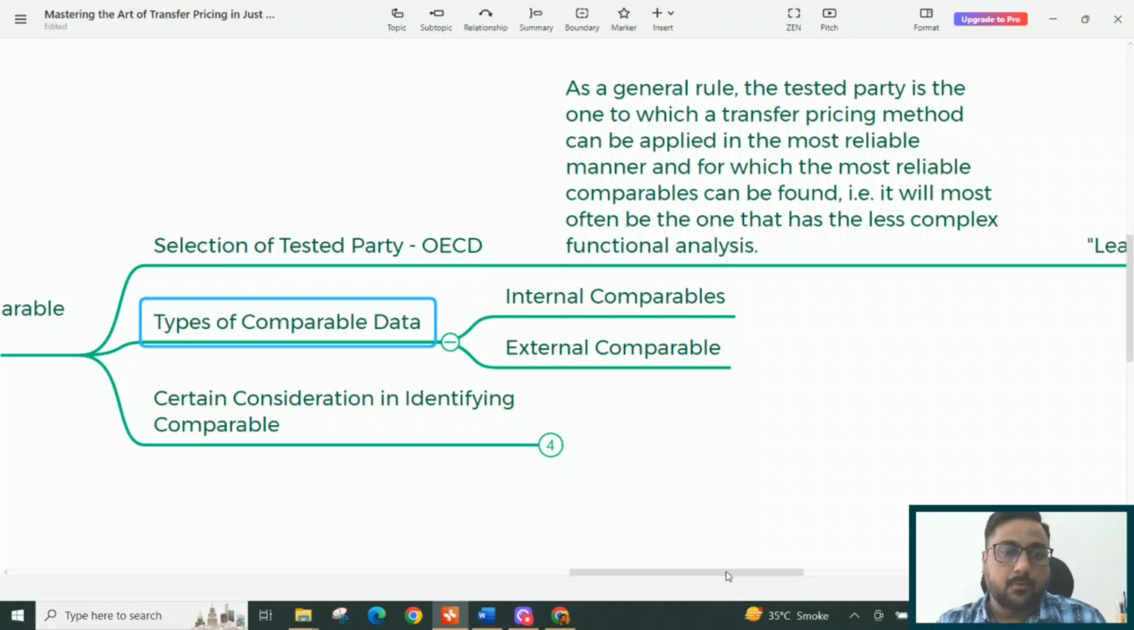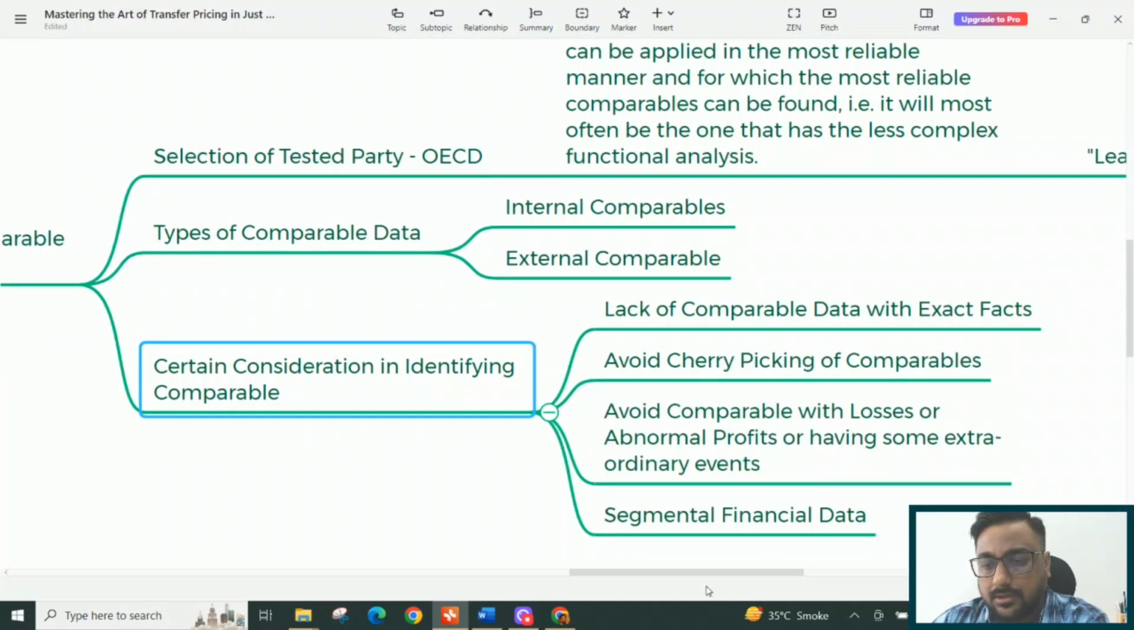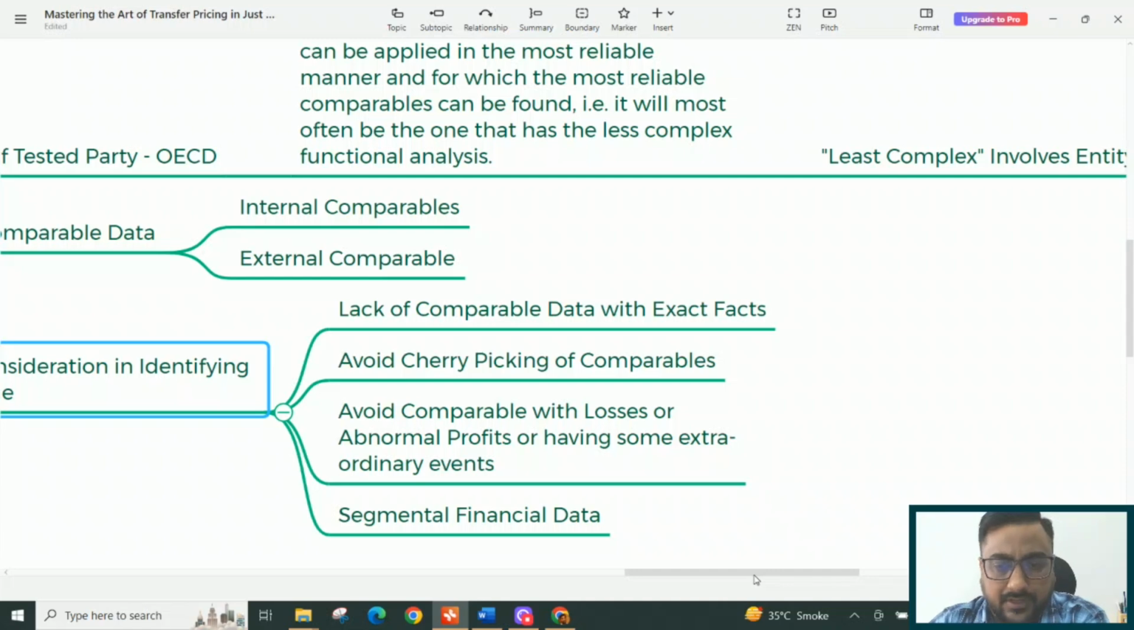I'll just move to the third point, which says certain considerations in identifying comparable transactions. When you have a set of comparables, there are certain considerations which you are required to consider before arriving at a conclusion or before taking that comparable. First is lack of comparable data with exact facts. You should not select a comparable which does not have the particular facts. It should have all the relevant facts which are required for the comparability analysis.